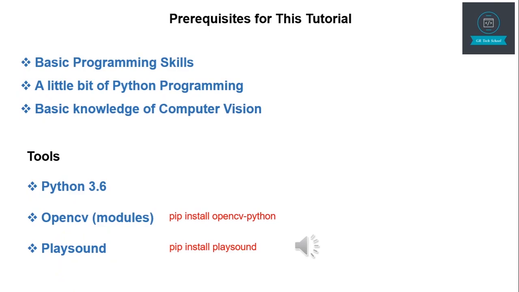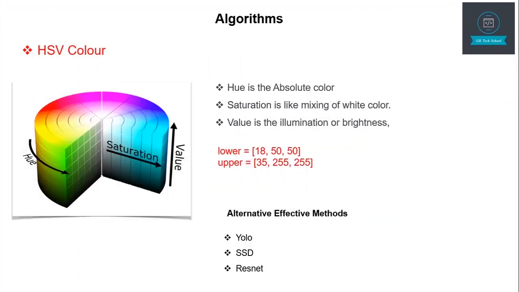As a prerequisite for this tutorial, you should have some basic programming skills and a little bit of Python skill, because I'm not going to teach you any basic syntax like if conditions or for loops. Instead, I'm directly going to dive into writing code for this project. The tools I'm going to use are Python 3.6 and OpenCV. OpenCV is a computer vision library for C++ and Python. And I'm going to use playsound to play the alarm sound. I hope you can install these dependencies and tools by yourself.